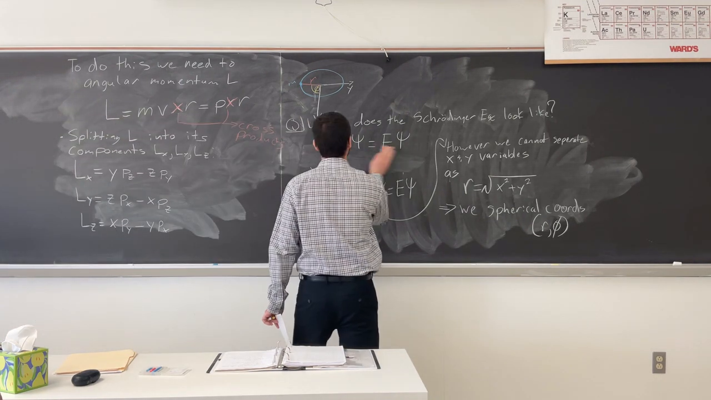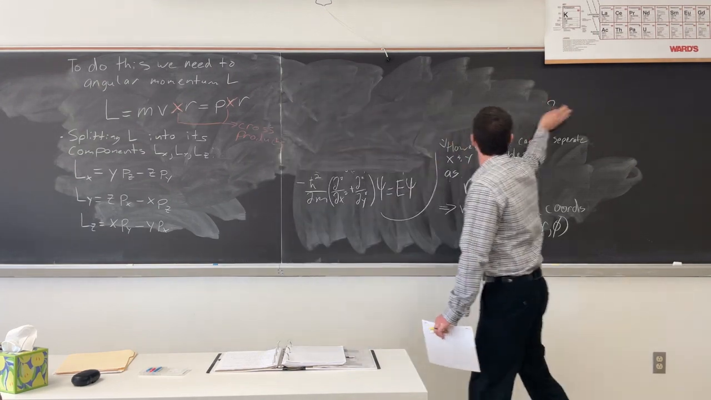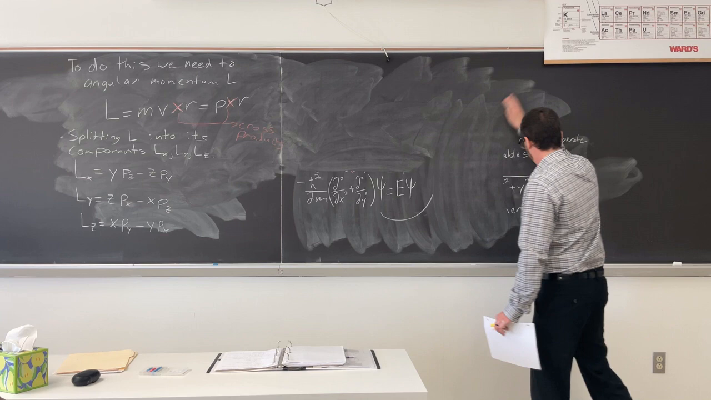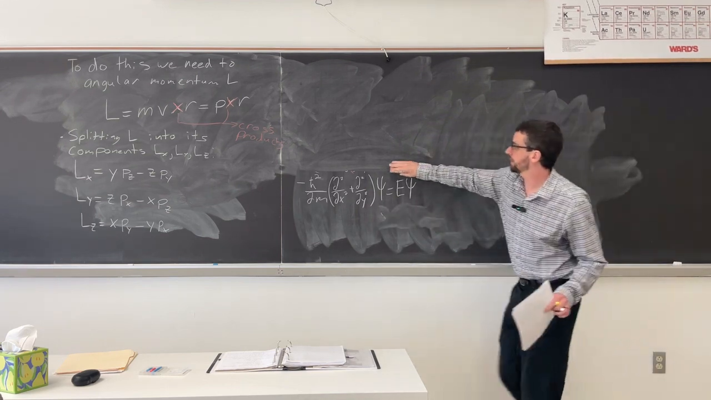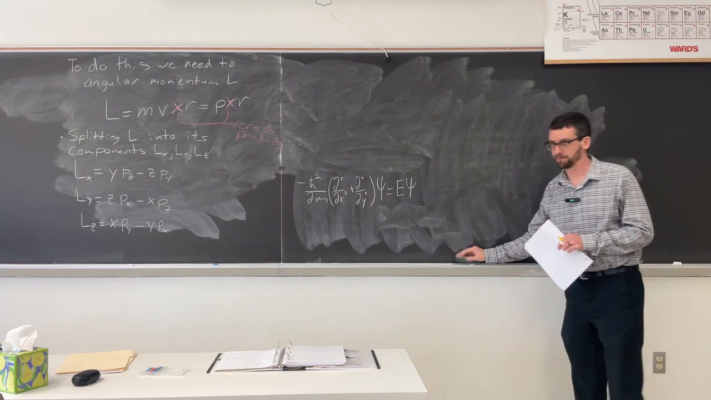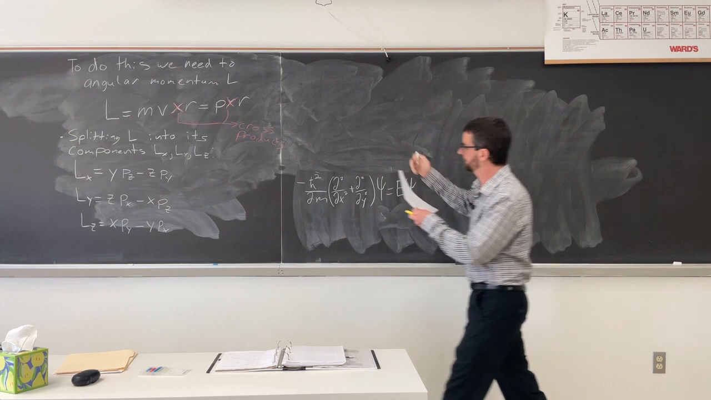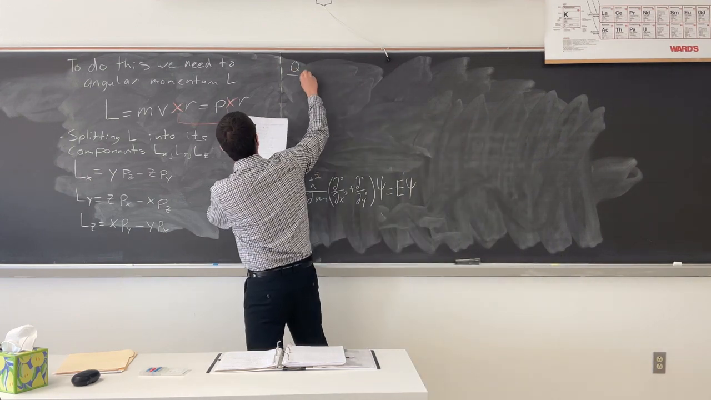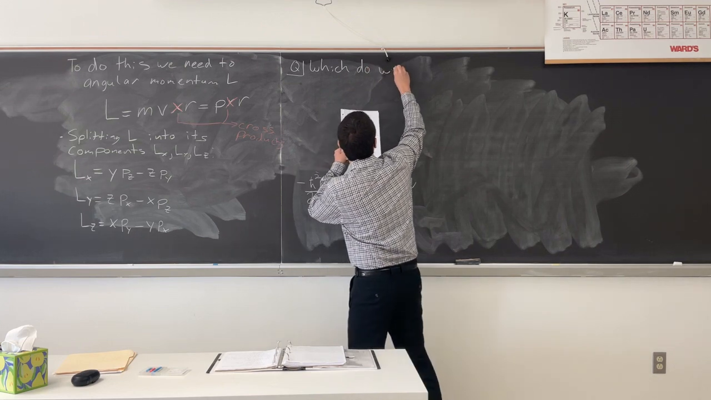So I'm going to erase this part. So this is our current Schrodinger equation. We somehow want to get angular momentum in there. So question, which do we want to use?